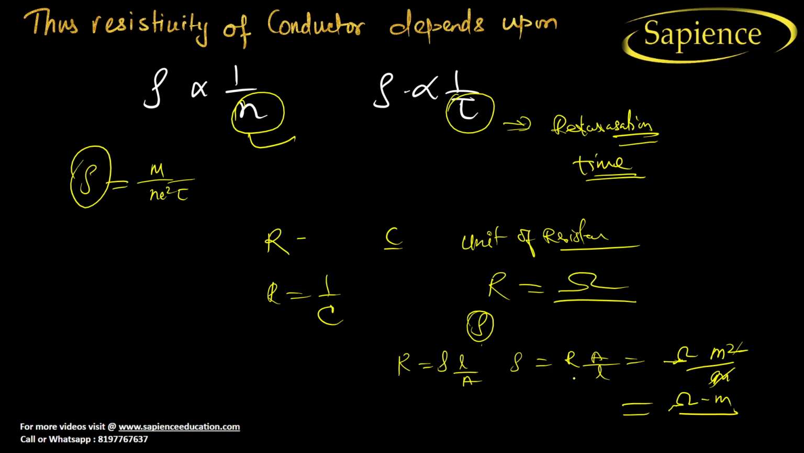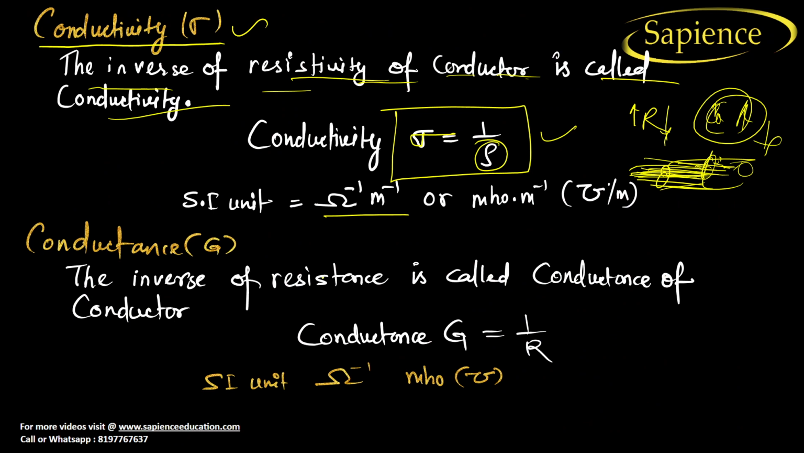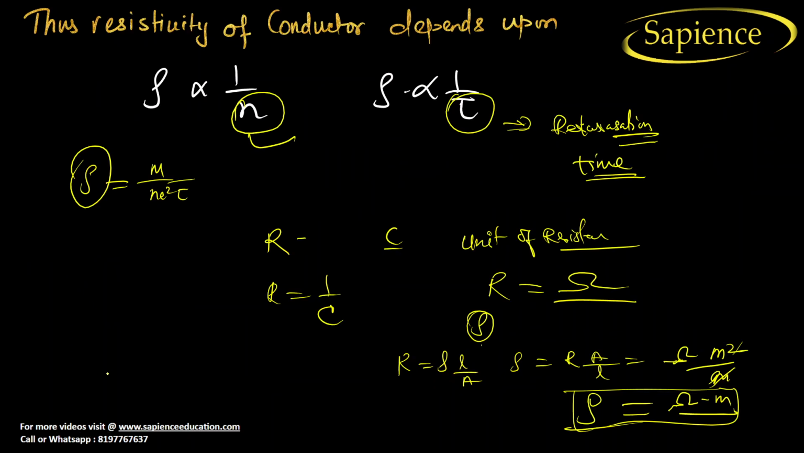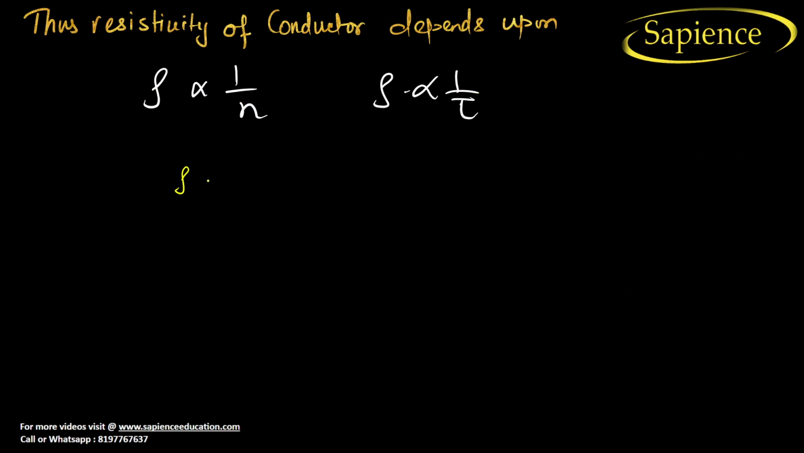So finally we can understand that the unit of resistivity is the ohm meter, right? So from here we can understand that the unit of the resistivity is ohm meter.